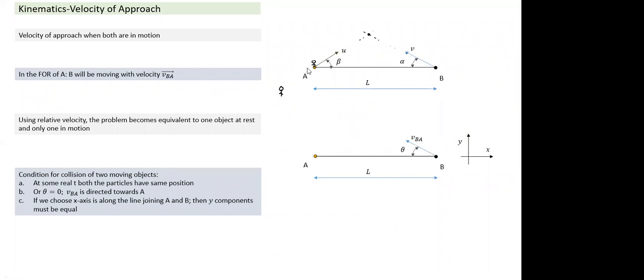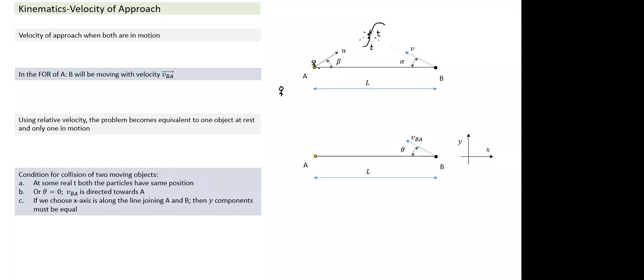There are a number of ways we can define the condition for collision, so pay attention. What is the condition for collision of two moving objects? Suppose they collide at time t. What has to happen at time t? Both particles must have the same position. This is the point where their paths cross. If A reaches this point at some time t, and B also reaches the same point at t, then only will collision take place. Both must have the same position at a given time, at some real value of time t, and then they will collide. What is the other way to define the condition for collision?